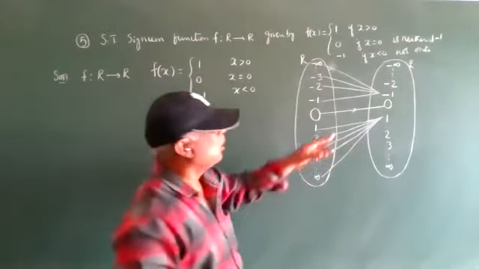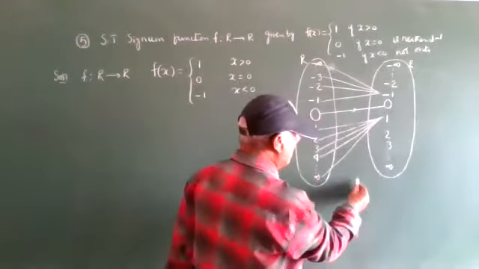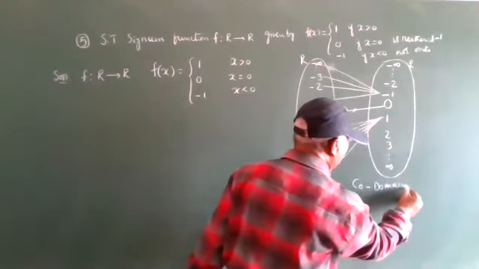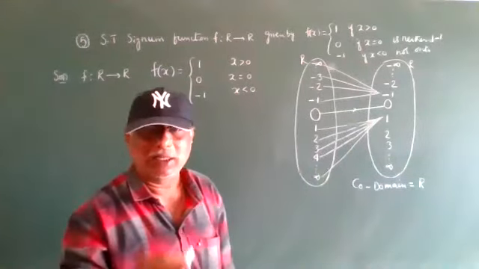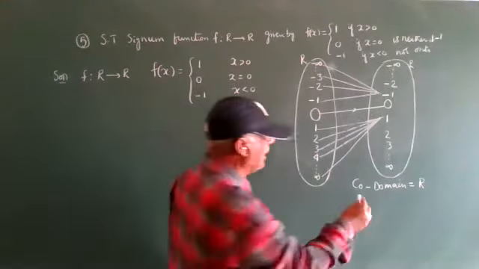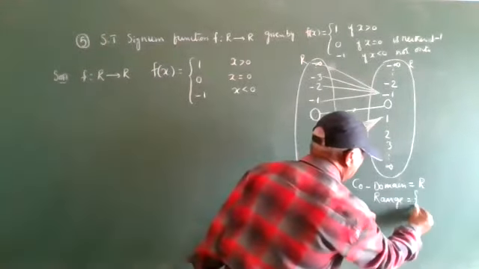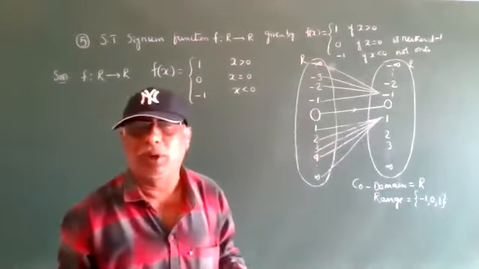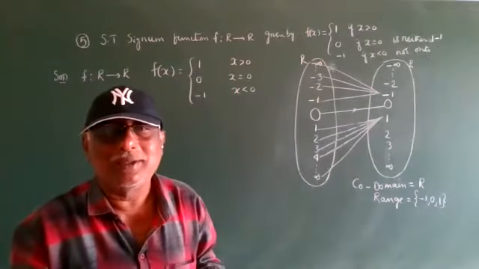Right. Next, the codomain is all the real numbers. All the real numbers mean all the natural numbers, all the integers, all the rational numbers, all the irrational numbers. But the range is only minus 1, 0, 1. So the range and codomain are not equal.